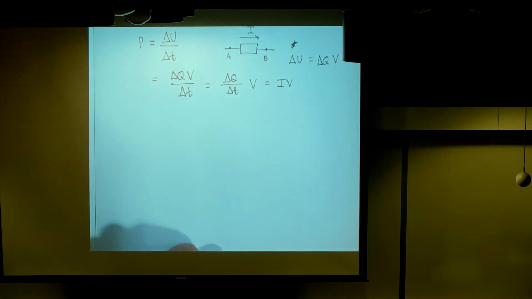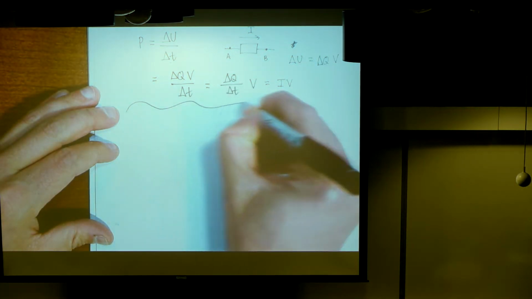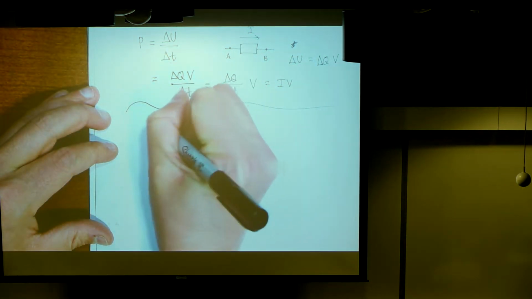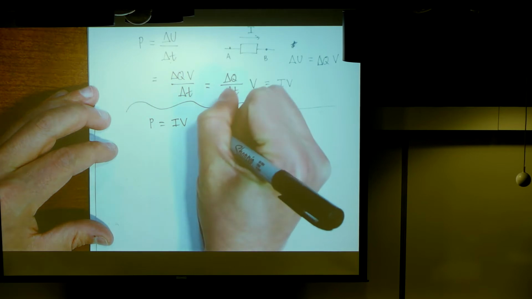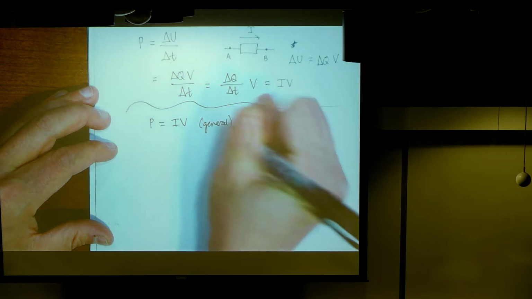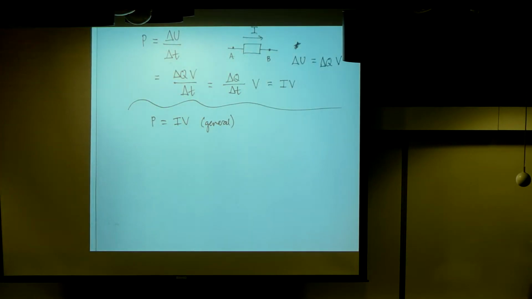So this is where P equals I times V comes from. Okay, and it's a very general statement. If you have some device with a potential difference across it and some current flowing through it, that's the power. Okay? Now, let's start with that. So we have P equals I times V, which is a pretty general statement we can make.